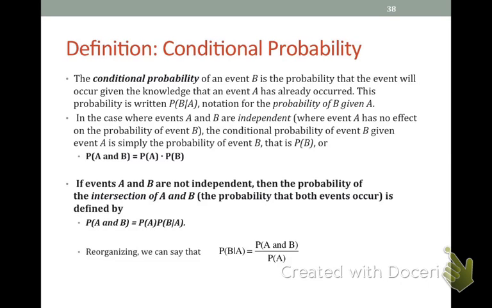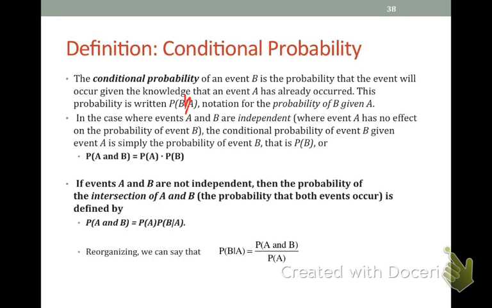Okay, here we go. Conditional probability. The conditional probability of an event B is the probability that the event will occur given the knowledge that an event A has already occurred. This is the nomenclature, this is how we write it. The nomenclature is the probability of B given A. So this vertical line means given. The probability of B given that A. So the probability that B happens given that A has already happened. Okay?